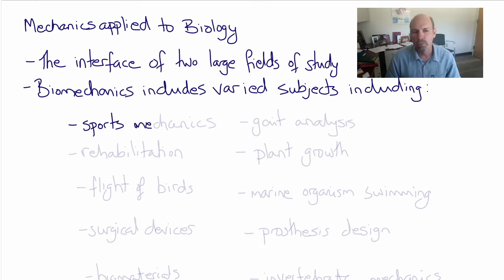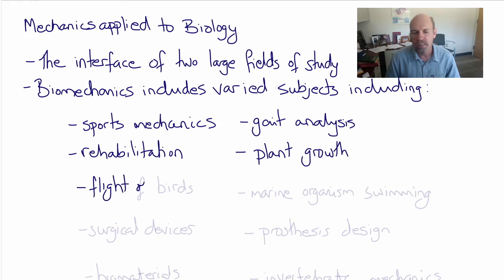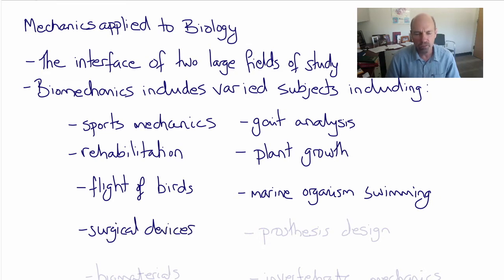They range from sports mechanics, analysis of gait. Hospitals usually have gait labs for analyzing patients with cerebral palsy and stroke. Rehabilitation. Other areas, non-medical areas like the growth of plants, the flight of birds, the swimming of marine organisms. There are also many applications in the bioengineering design of medical devices such as surgical devices, prostheses.